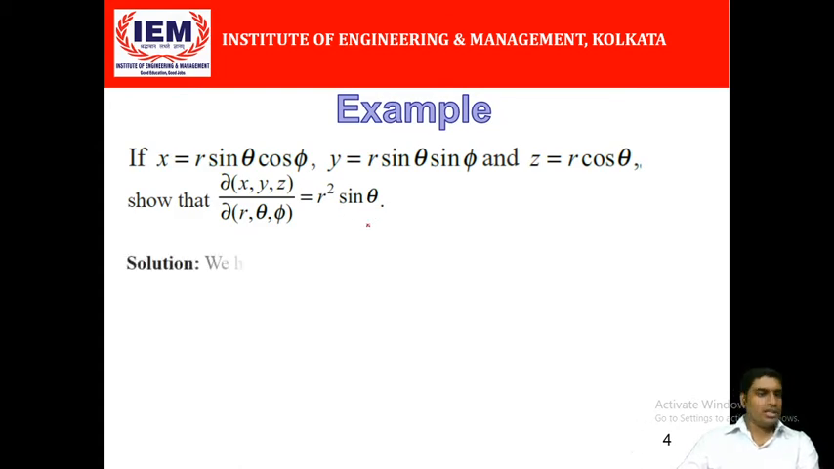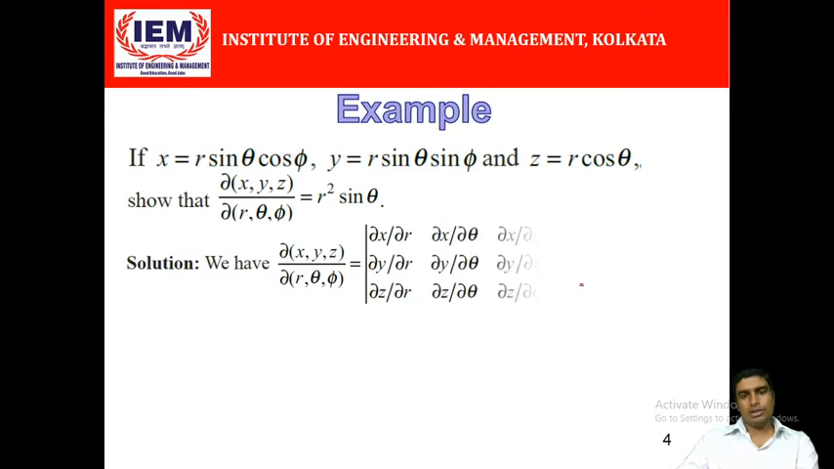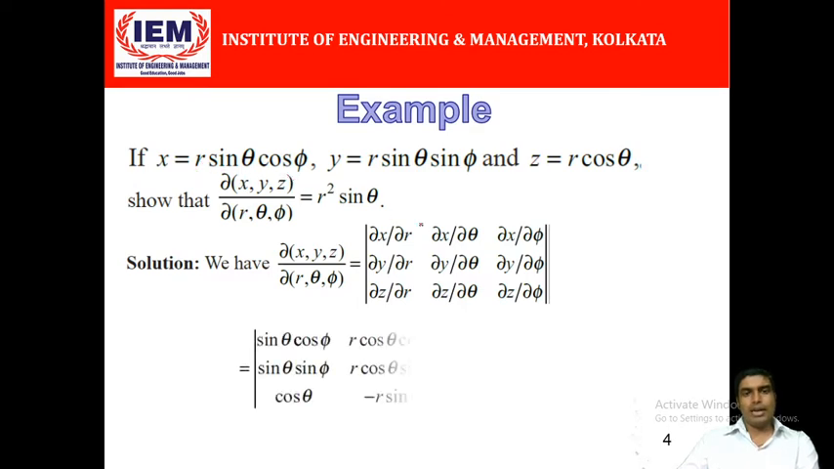So I'll start with the determinant. We know that this term equals this determinant value. So del x del r, del x del theta, and del x del phi. The second row is del y del r, del y del theta, del y del phi, and the third is del z del r, del z del theta, del z del phi. Now I know x equals r sine theta cos phi. So by partial derivative with respect to r, r will be removed, so it will be sine theta cos phi, right? The next term will be r cos theta cos phi, and the last one will be negative r sine theta sine phi, right?